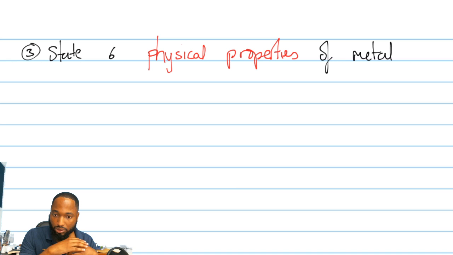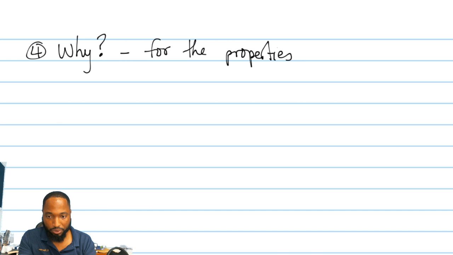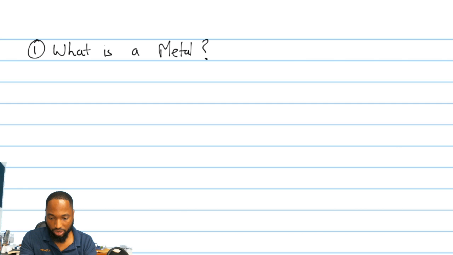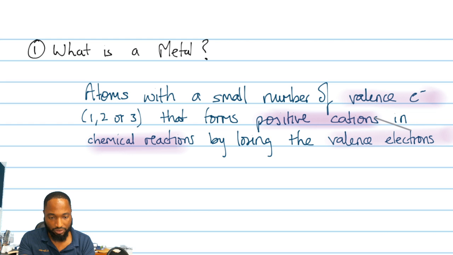Why for the properties? An atom with a small number of valence electrons, in chemical reactions, right? Small number of valence electrons form cations in chemical reactions by giving away the valence electrons. Form positive cations. I forgot to say the word positive cations again, in chemical reactions by losing the valence electrons. Cool.